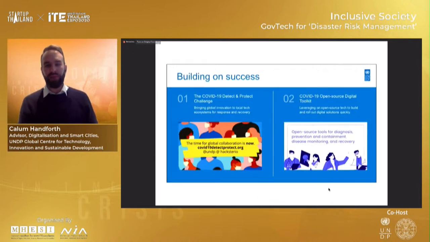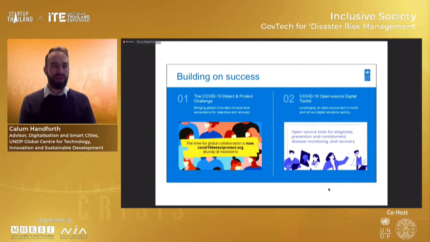Finally, I'd just like to highlight the importance of not duplicating or repeating efforts that have already happened. So the importance of essentially building on success. Open source, we find, is a particularly important concept, particularly in the context of GovTech. So the Global Center, we've had a very big focus on open source this year.